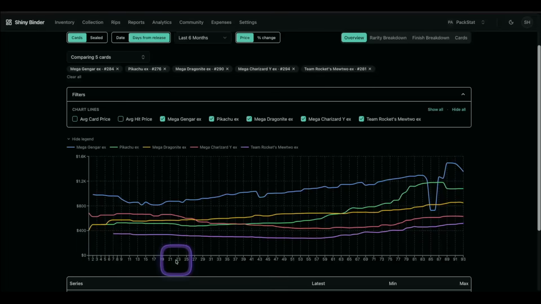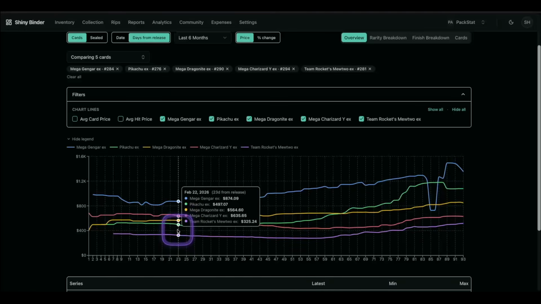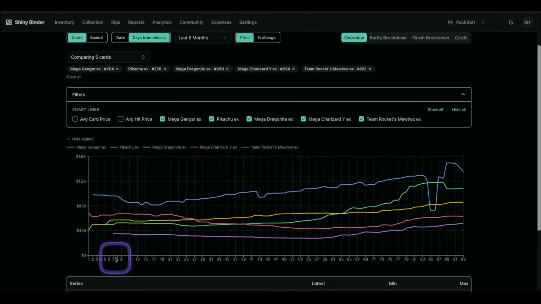If you go on day 23 right here, it means this point on the chart is 23 days from the release. So you could literally use this feature to see how many days it took for a card to do something, go up, go down, whatever, since its release.